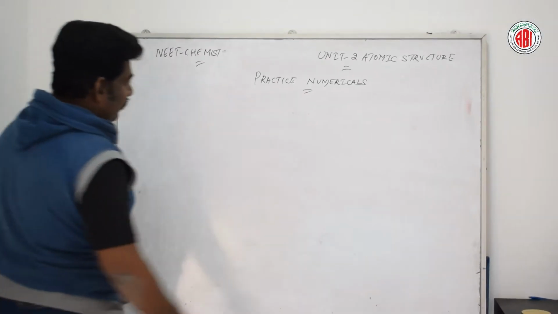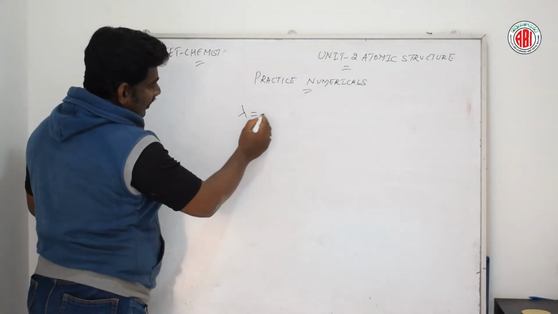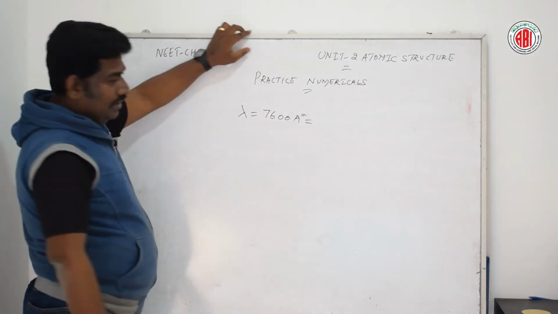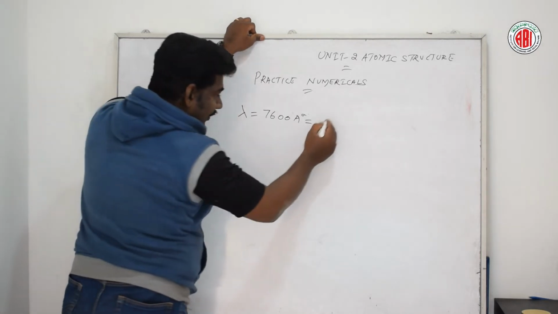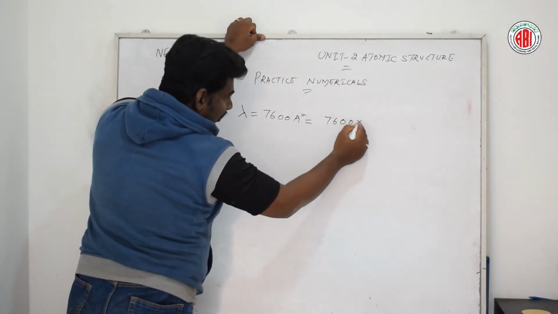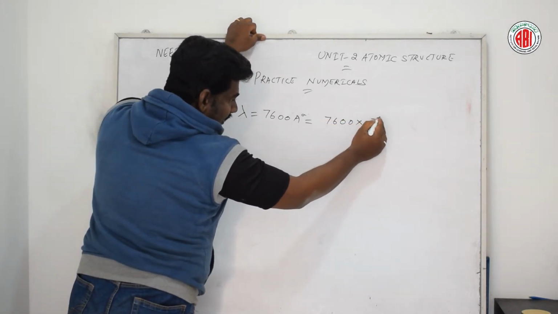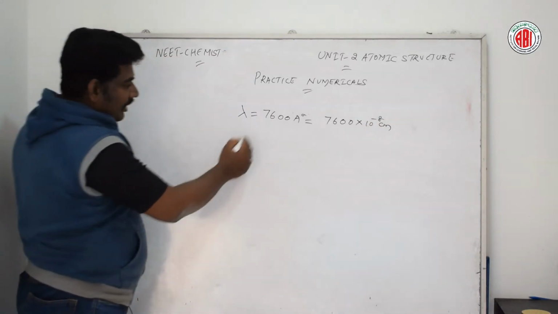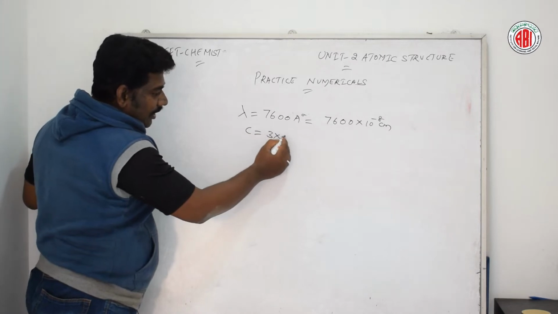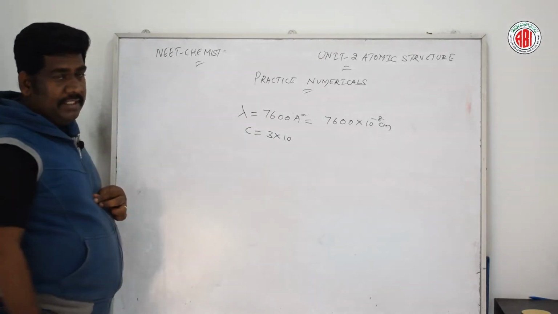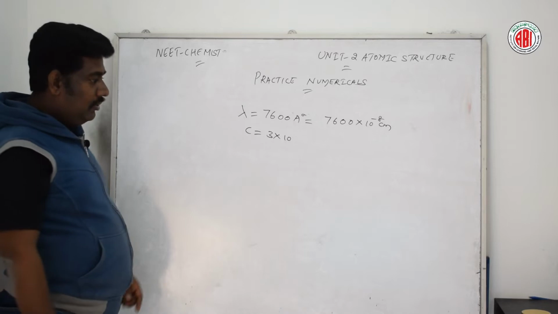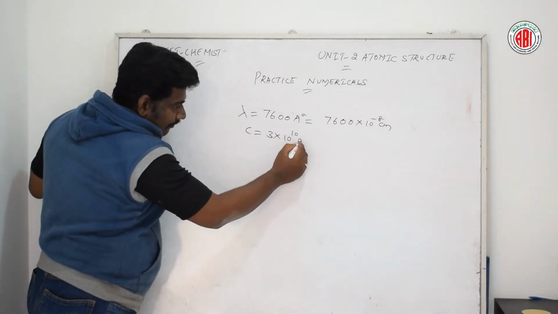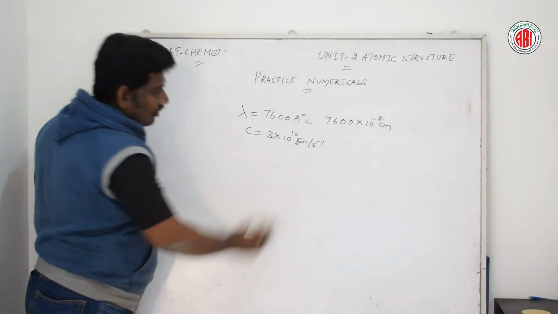So according to this question, you see the lambda value that is given, 7600 Armstrong. This has to be converted into centimeter, that is 7600 into 10 to the power of minus 8 centimeter. Similarly, the C value also has to be converted into centimeter, that is 3 into 10 to the power of 10 centimeter per second.